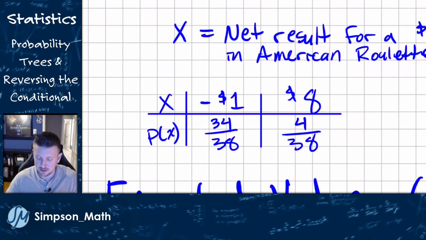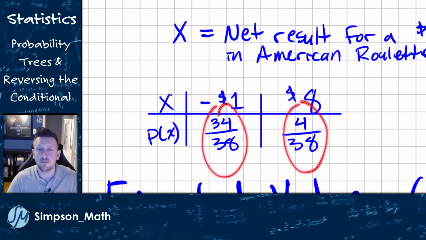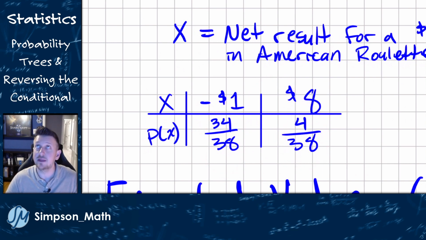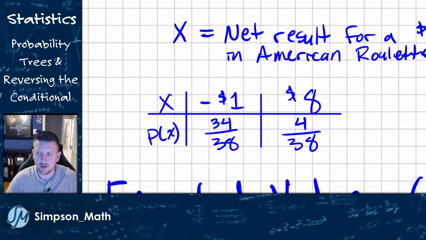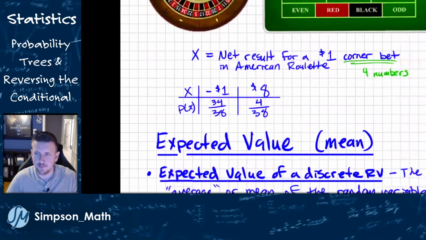Notice if I add these together, let me just rewind. So first, are my probabilities valid? Yep, they're both between 0 and 1. Are they non-overlapping? Yes, they're non-overlapping. I cannot win and lose on the same chip. Then if I add these together, do I get 1? Yes, I do. I get 38 over 38. So this is a valid probability model.